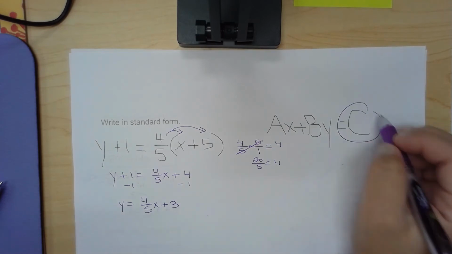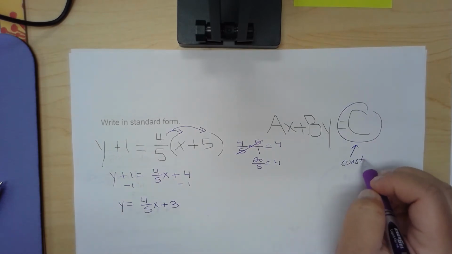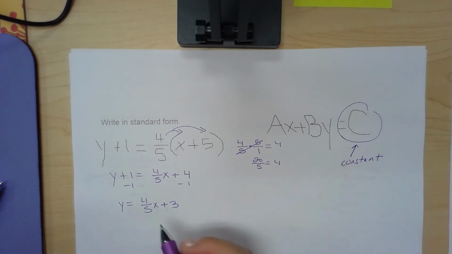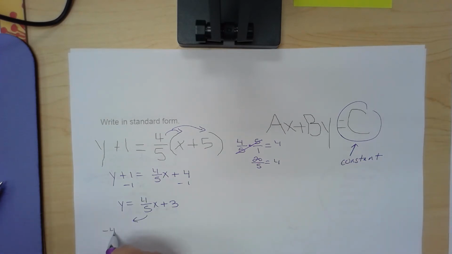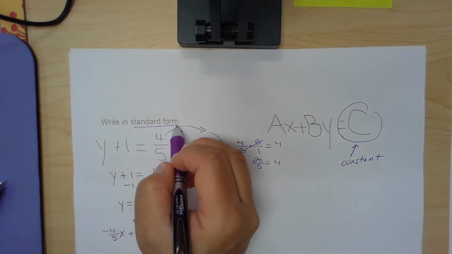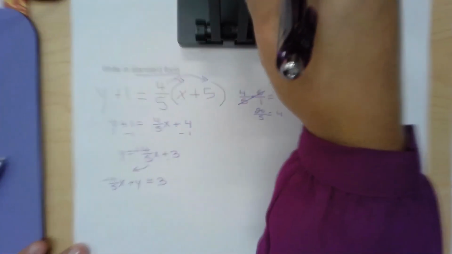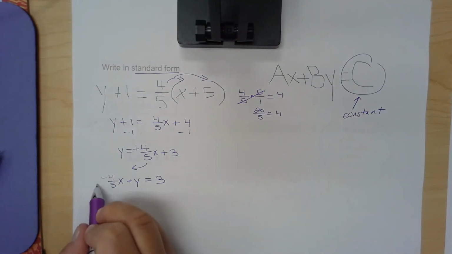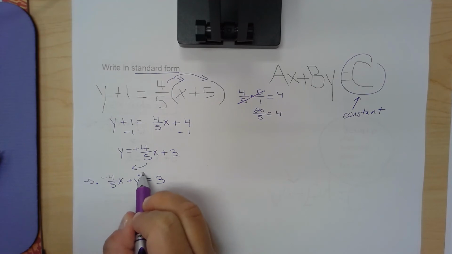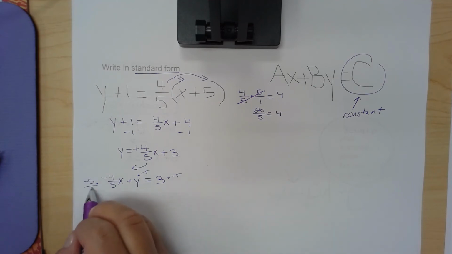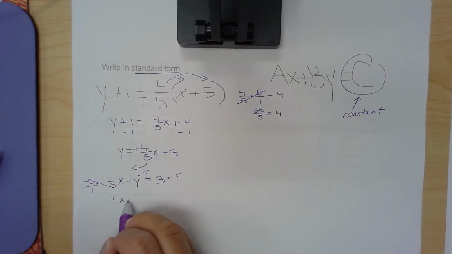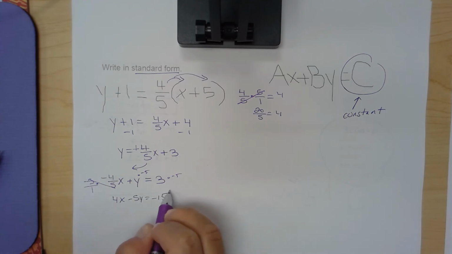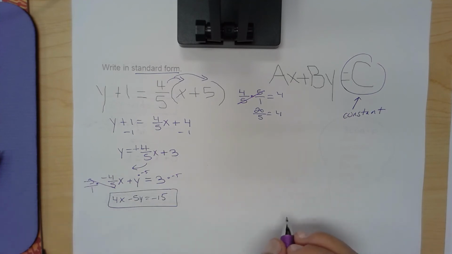Because the c is just a constant. It's just a number by itself. So now I would have to move the positive 4/5 x over, because it's asking me to put it into standard form. So again, we have to get rid of my denominator as well as the negative. These are all very similar. And there you go. It's in standard form.